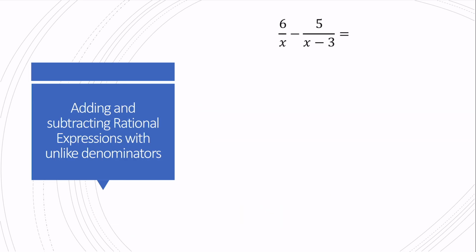So if I have 6 over x minus 5 over x minus 3, my least common denominator is going to be those two multiplied together because both of these are prime factors. So my LCD is going to be x times x minus 3. And I know you're really tempted to distribute, but do not. Leave it in factored form. So on the left, I'm going to multiply by x minus 3 over x minus 3. And on the right, I'm going to multiply by x over x.